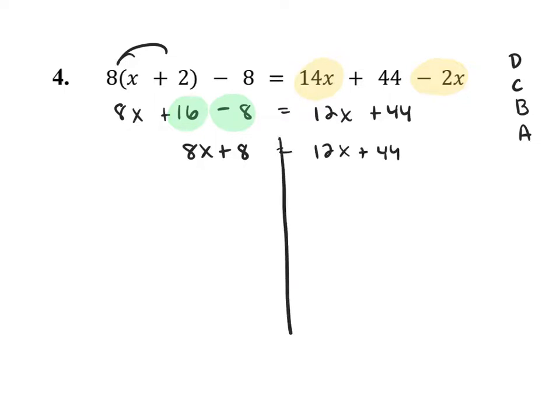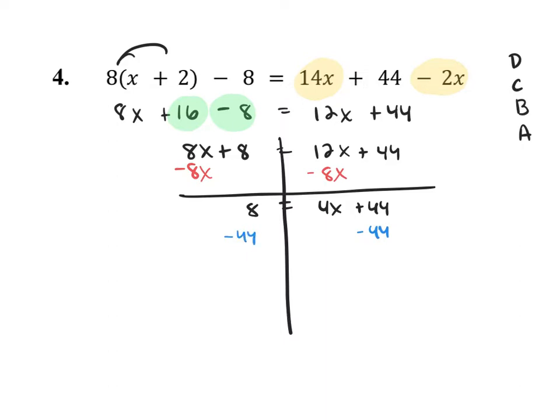Now I'm ready to balance, so I'm going to minus 8x from both sides, as opposed to minusing 12x, because that would have been negative 8. Equals 4x plus 44. Now I've got a two-stepper, so I'm going to minus 44 from both sides. And I've got 4x equals, I know this is negative, and it's negative 36. And then divide by 4, and x equals negative 9.